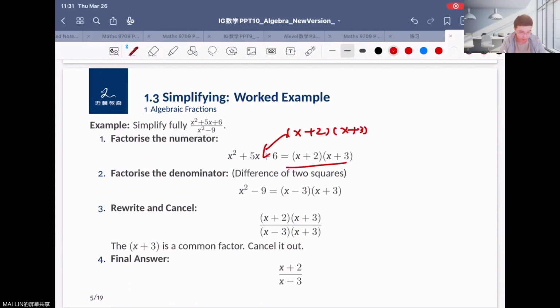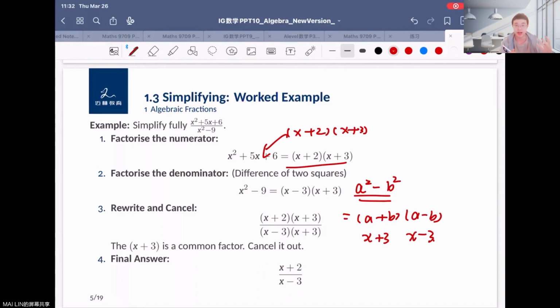Okay. And for the denominator, here's x squared minus 9. In the last lesson, we learned that the form a squared minus b squared can be written as a plus b times a minus b, right? So here x squared minus 9: x squared can be divided into x and x, and 9 as 3 squared, giving negative 3 and 3, okay? So here we can write that as x plus 3 times x minus 3, okay? So we can just factorize it, okay?